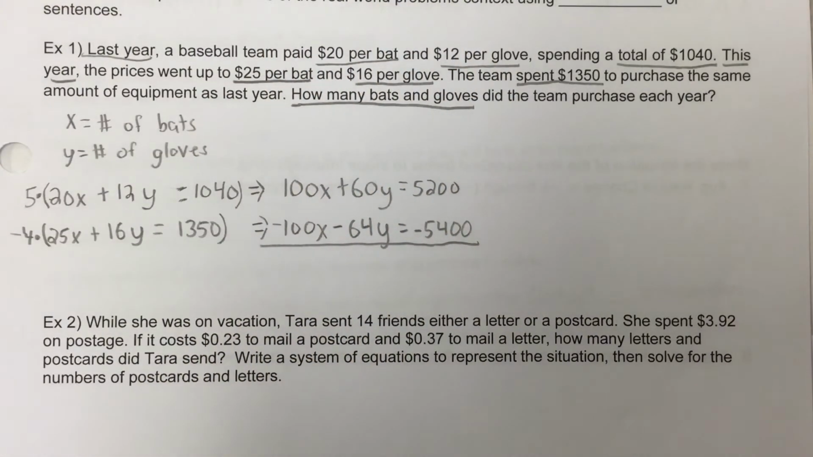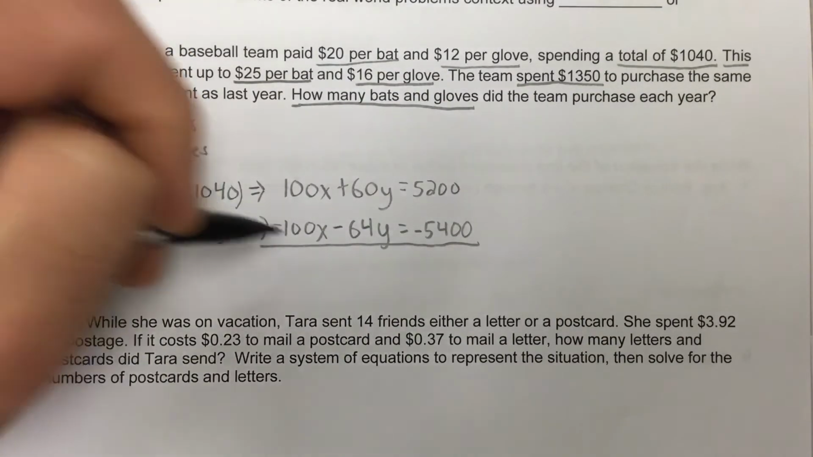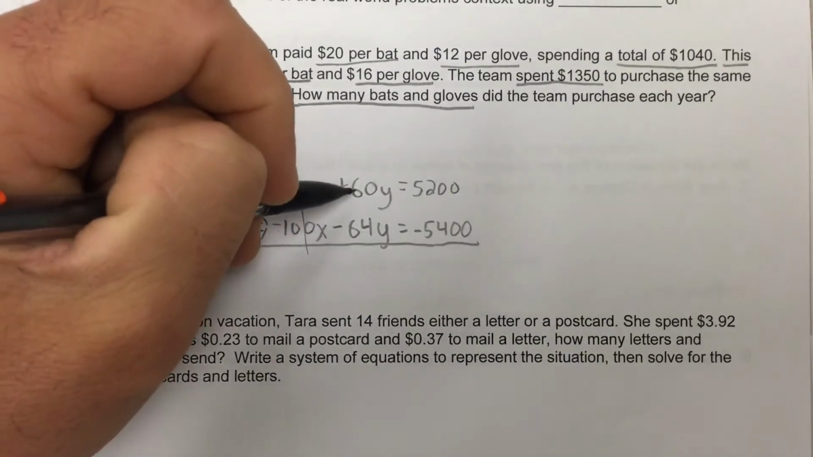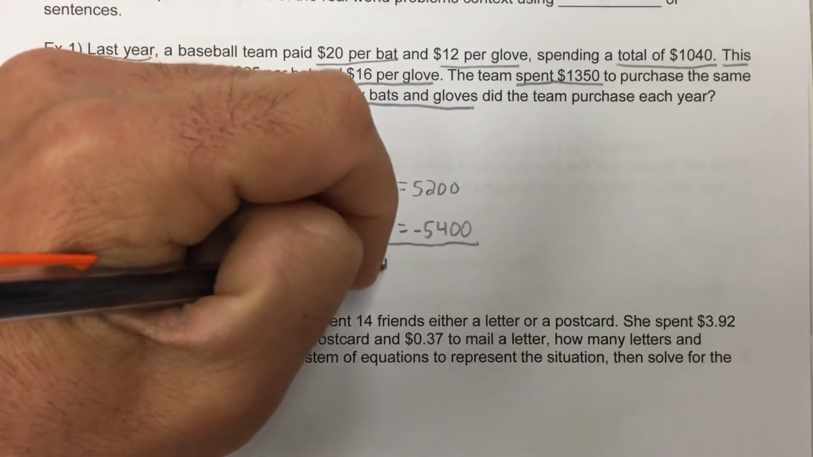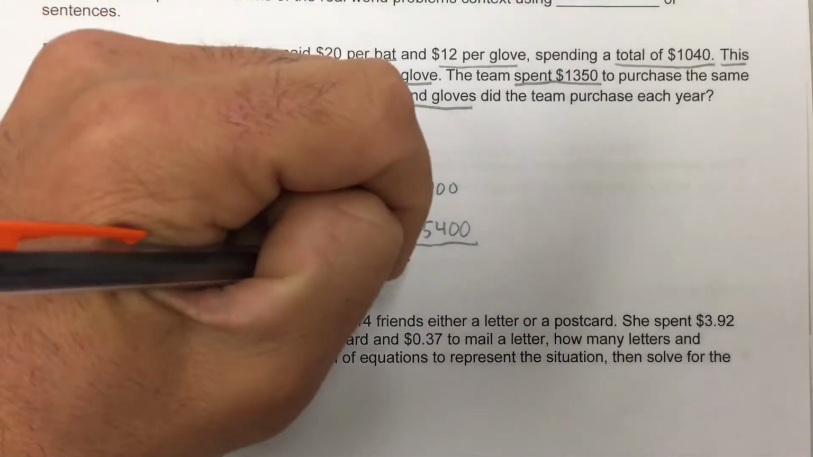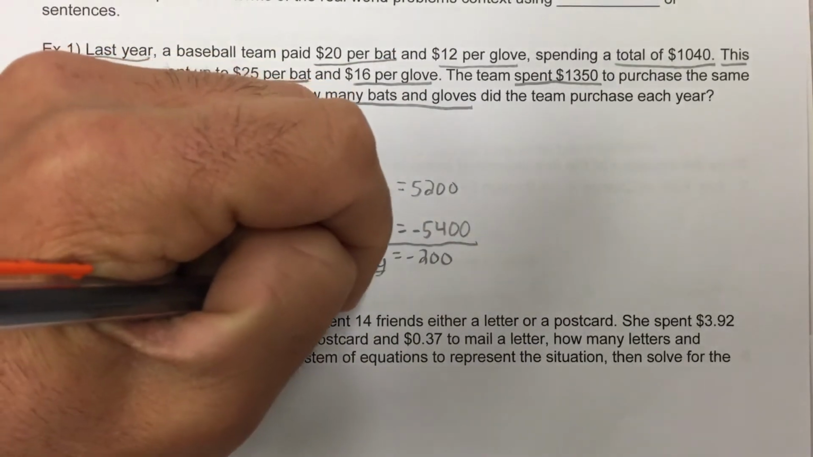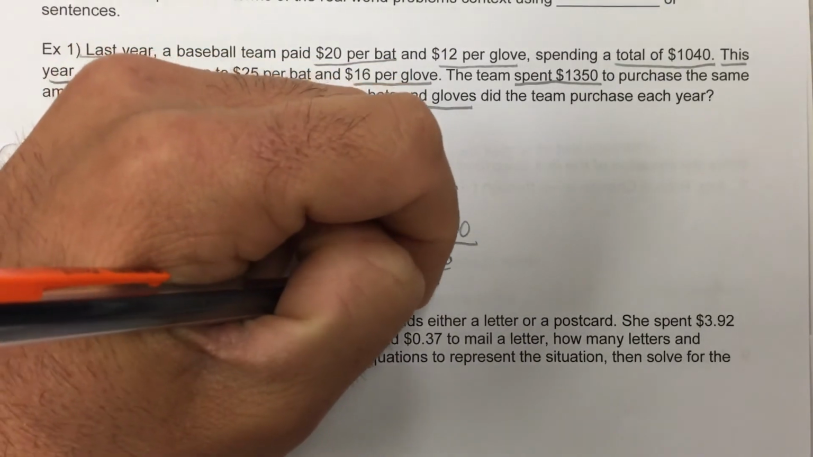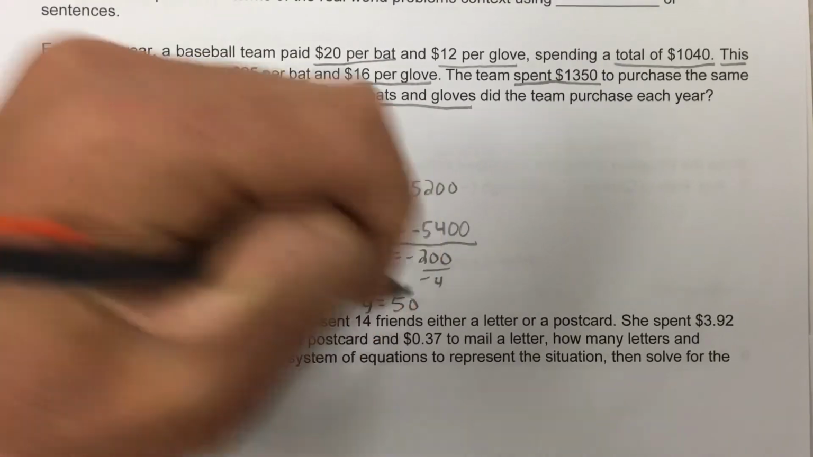I can now eliminate 100x minus 100x. Get your laser beams out. Boom! 60y minus 64y is negative 4y. And then 5,200 minus 5,400 is negative 200, which I can then divide by negative 4. And I end up with y equals 50.